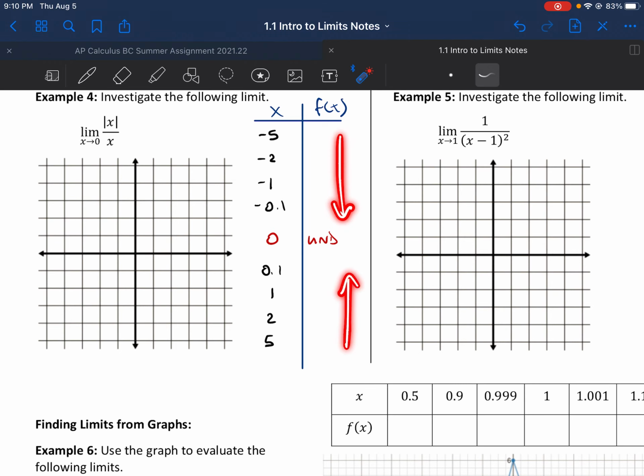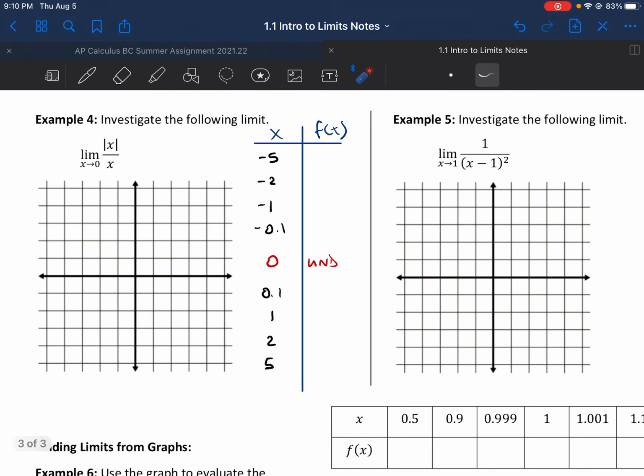Let's see what happens to the function values. Well, if I plug in -5, absolute value of -5 over -5, we know absolute value just turns values positive. This would be 5 over -5, which would be -1. If I did this with -2, absolute value of -2 over -2, that'd be 2 over -2, that'd be -1 again. And we could follow that trend. I plug in the -1, we get 1 over -1, that'd be -1.